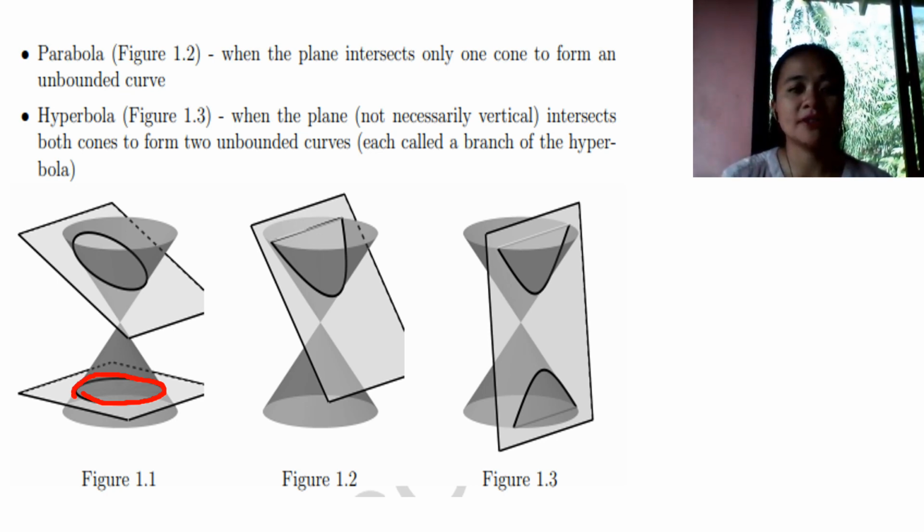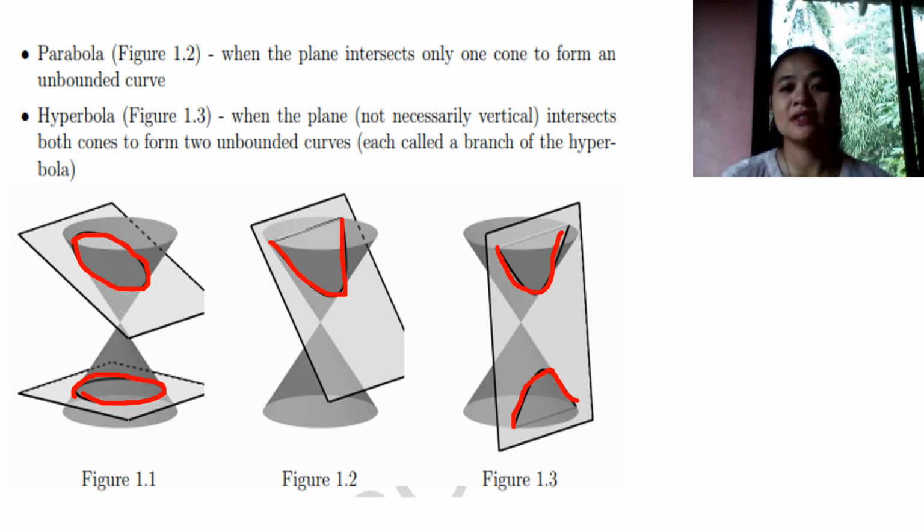The plane is horizontal. For this part, we have the ellipse, where the plane is being tilted. For figure 1.2, it is the parabola. And for figure 1.3, we have the hyperbola. The plane cuts the two cones to form a hyperbola.